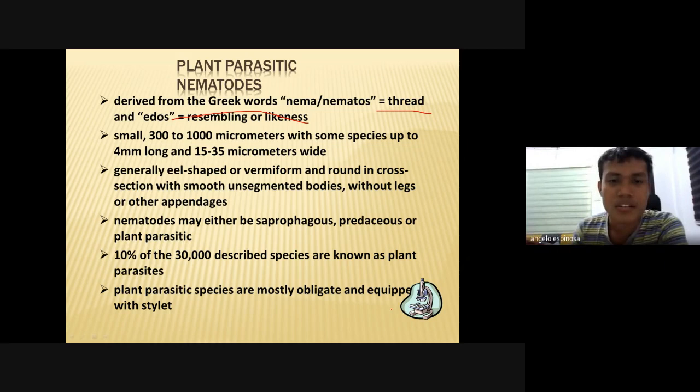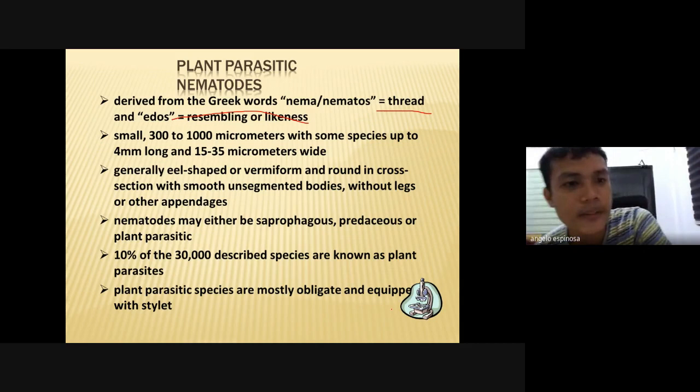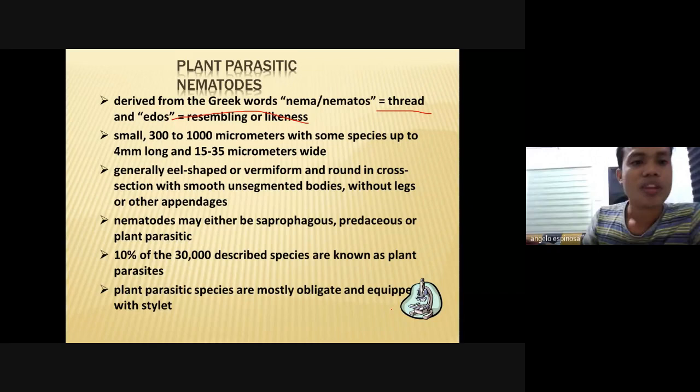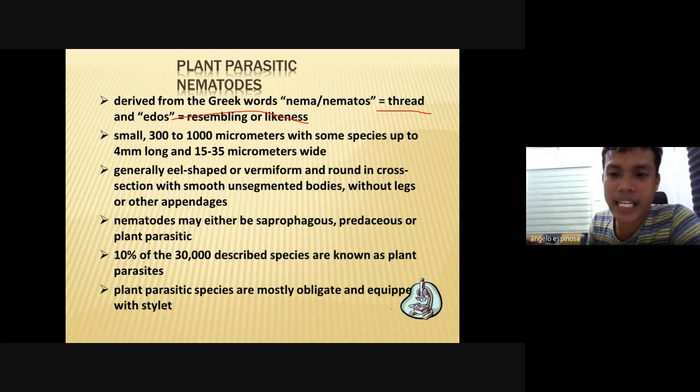Okay. So now, let's see an example. This is an example of nematodes. Okay? This is an example of nematodes. Okay? It is composed of stylets. Ayan. So that is nematodes. Okay? Para hindi ka ignorante, ha? And then we have small, maliit siya, 300 to 1,000 micrometers ang kanyang haba, with some species up to 4 millimeters long, and 15 to 35 micrometers wide. Yan. Generally, a nematode is an L shape. Diba? Kita nyo nga, it's an L shape. Ayan. Or vermiform and round in cross-section with smooth unsegmented bodies without legs or other appendages. So, walang legs ang nematodes.